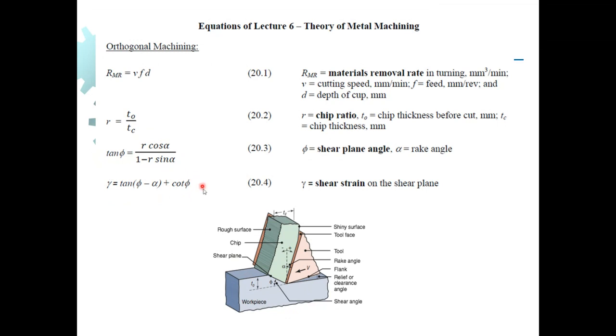Another equation down here is giving us the shear strain, gamma. And this is a function of both phi and alpha. As this is greater, it means that there is more deformation taking place in the chip itself while it is being separated from the workpiece material. So if we have a higher value of gamma, which is this parameter, then we are deforming the chip more than what is really necessary. So a lower value of gamma would give us a more efficient machining operation.